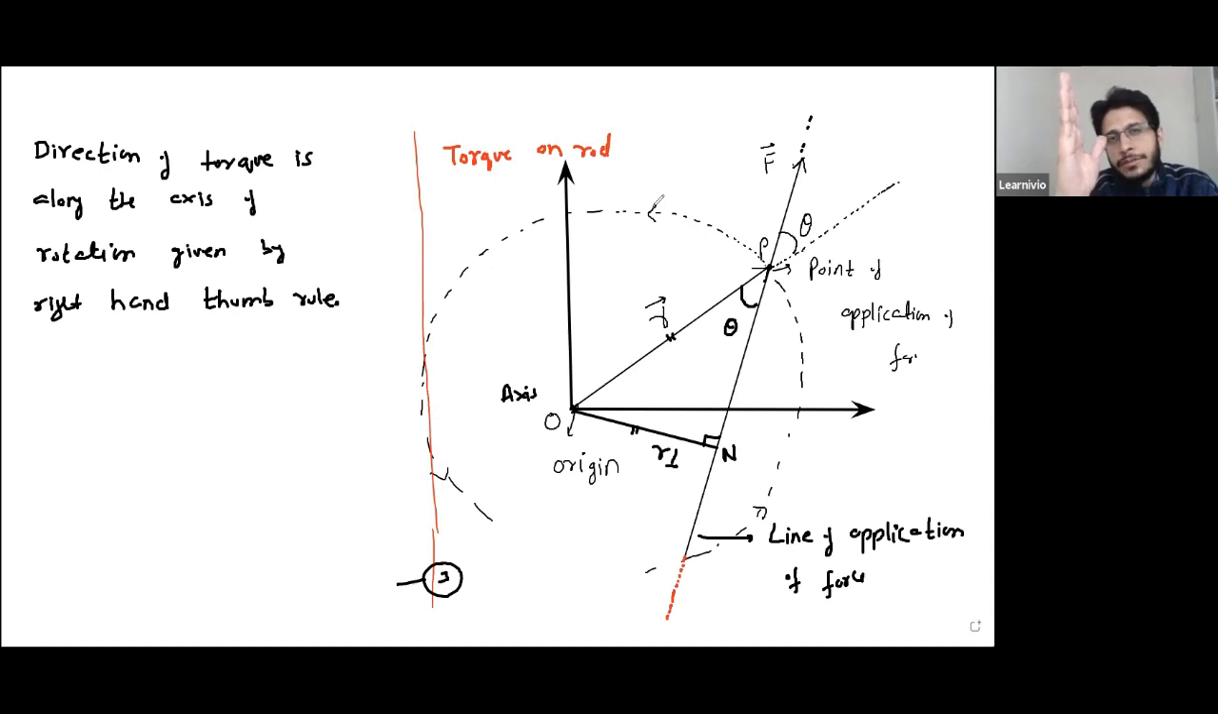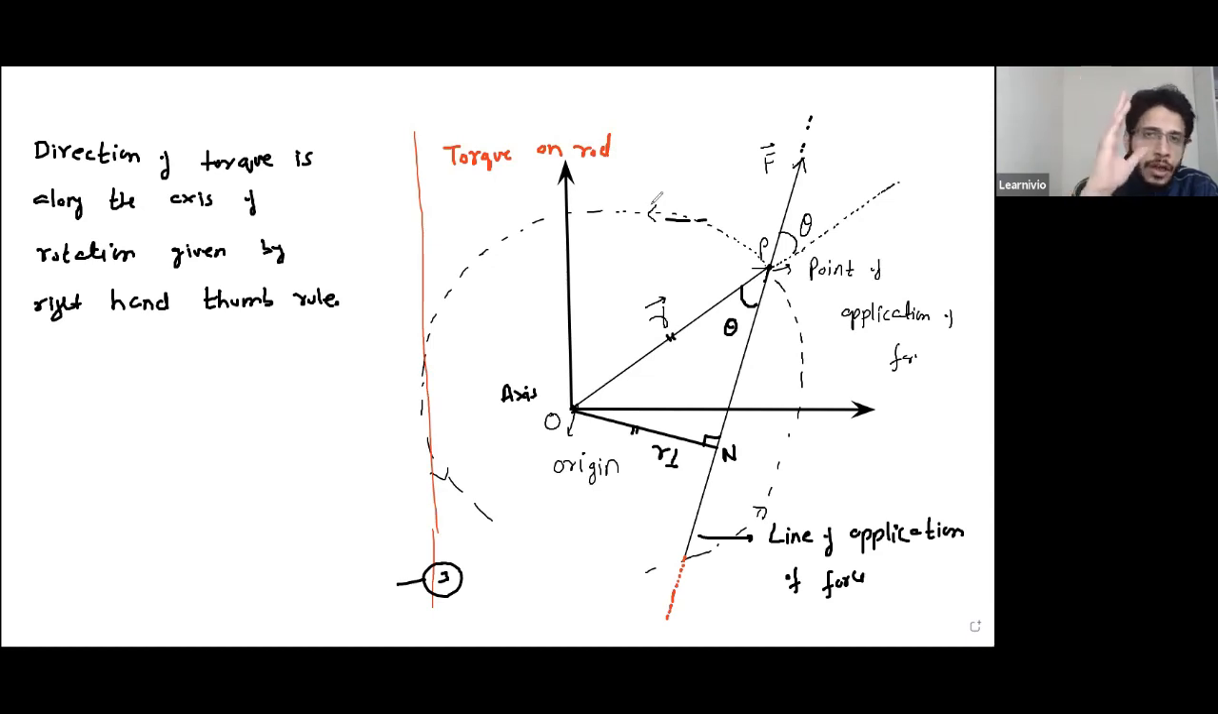Take your right hand, just keep your right hand over the screen like me. Rotate, curl it anti-clockwise. Take your right hand and curl it along the sense of rotation of the body. If your body is rotating anti-clockwise, just curl your finger anti-clockwise. Where is your thumb moving? Into the screen or out of the screen? Out of the screen, right? So the torque is acting out of the screen. This is one method to calculate the direction of torque.